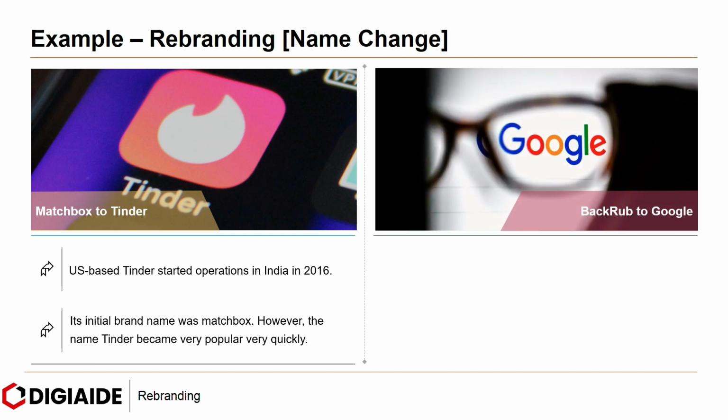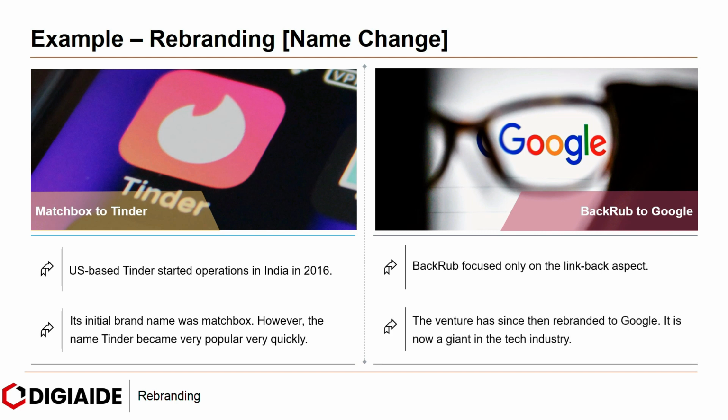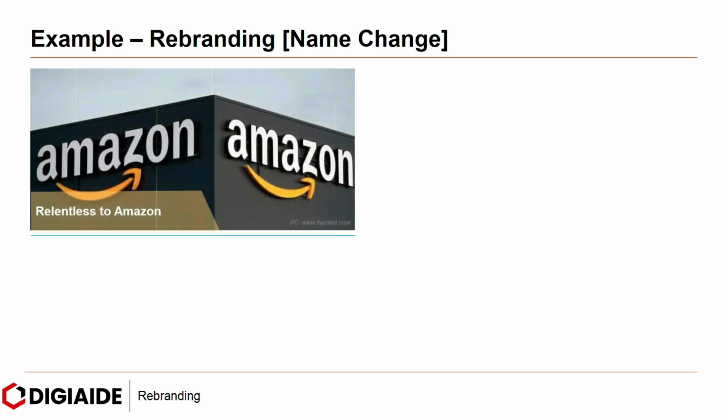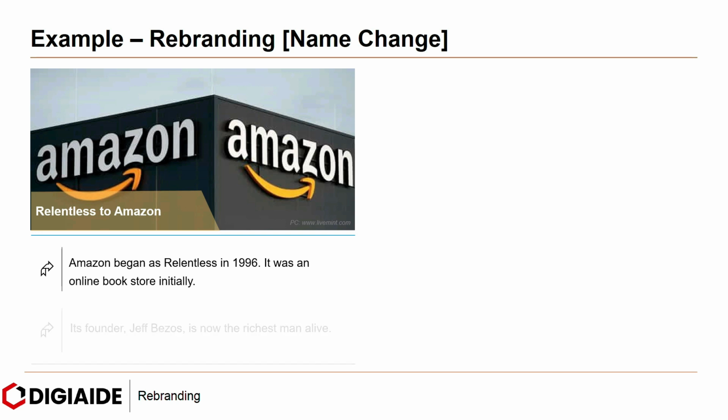Next, Backup to Google. Backup focused only on the link back aspect. The venture has since then rebranded to Google. It is now a giant in the tech industry. Next, Relentless to Amazon. Amazon began as Relentless in 1996. It was an online bookstore initially. Its founder, Jeff Bezos, is now the richest man alive.